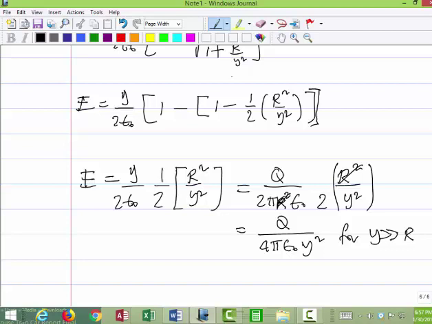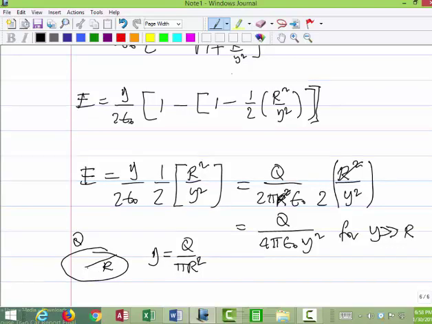So let me show you where that comes from. So this is your disk. The disk has radius r, total charge is q, so the charge density is charge per unit area, which is q over pi r squared, like that. Okay, so that's where that comes from.